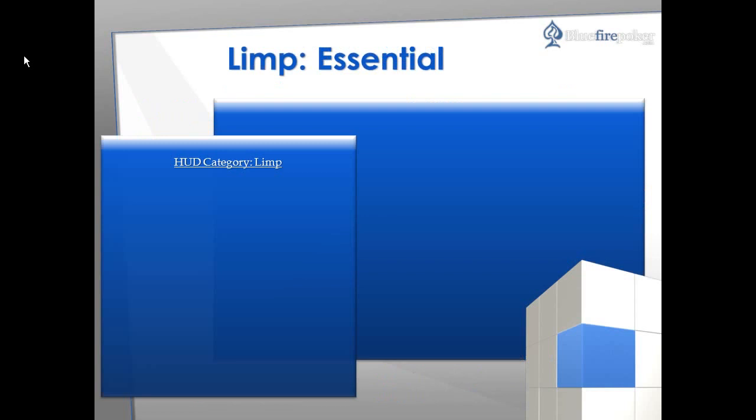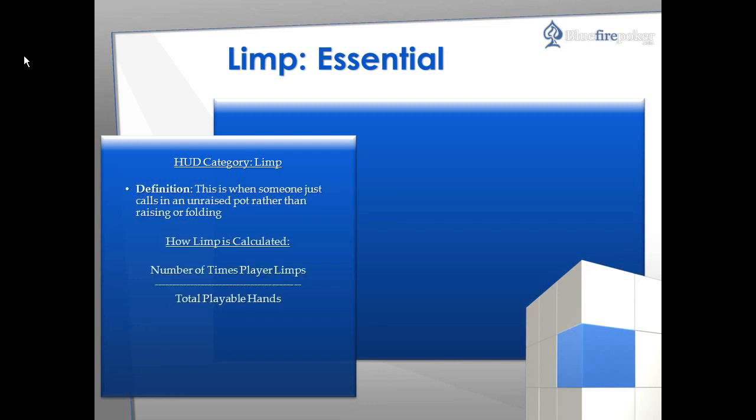So the first one we're going to cover in the essential stats is the limp stat. And in your HUD, it's under the category of limp. And this is when someone just calls in an unraised pot rather than raising or folding. And it's calculated by totaling up the number of times that the player limps divided by the total playable hands.